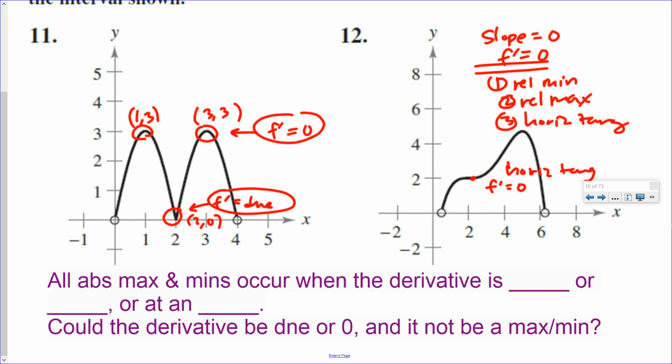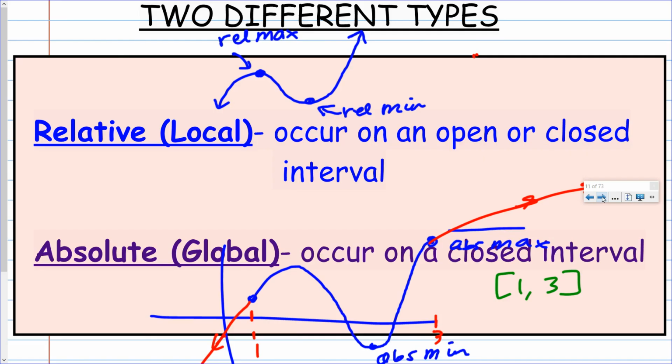But again, it doesn't mean that you have a relative max or min. Just because f prime equals 0 doesn't mean there's a relative max or min. Okay? It also could be a horizontal tangent line. All right, so I still want to talk about the extreme value theorem. So let me go forward.